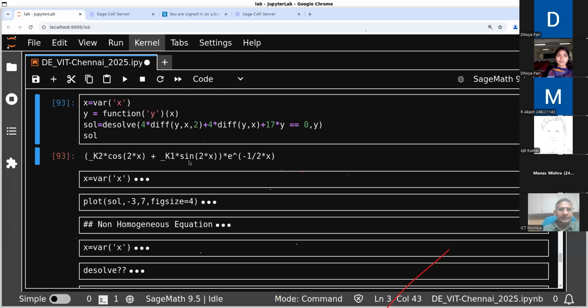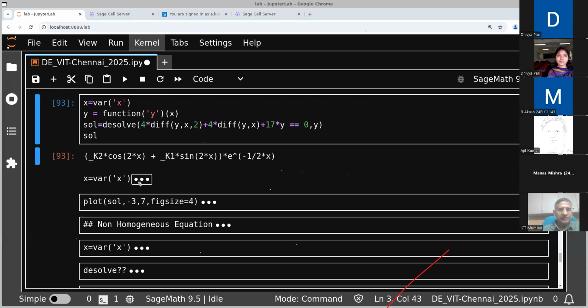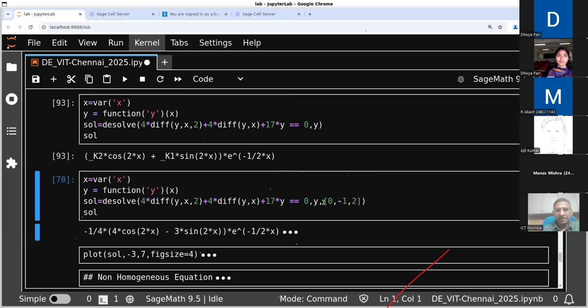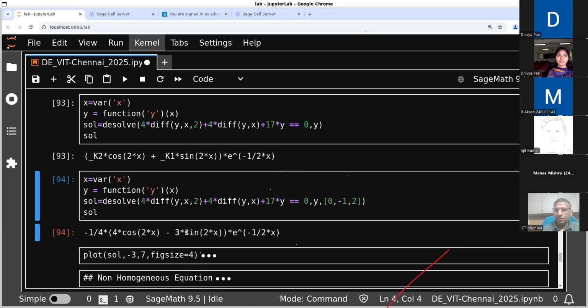this is how it will look like. Okay, so it has two constants. I'm sure you know why there are two constants. But if I have initial conditions, then I can just add them: y at 0 is minus 1 and y dash at 0 is 2. That's how the solution looks like.